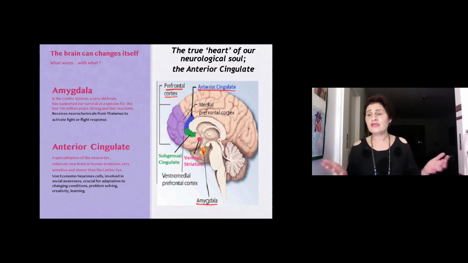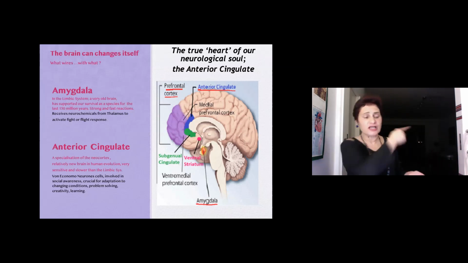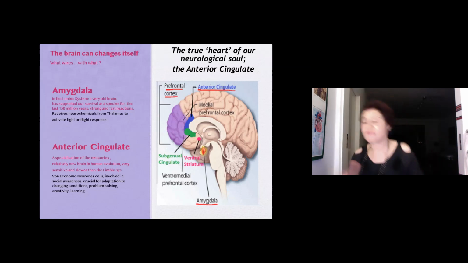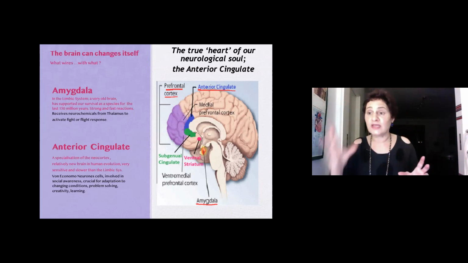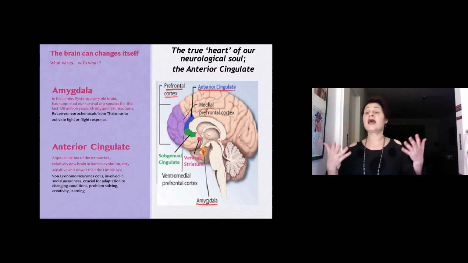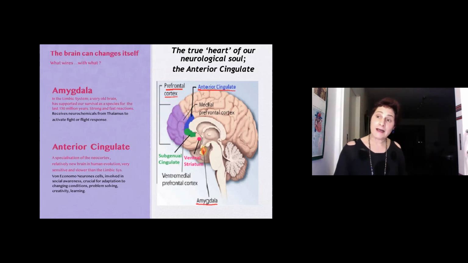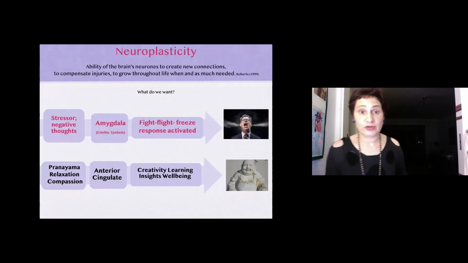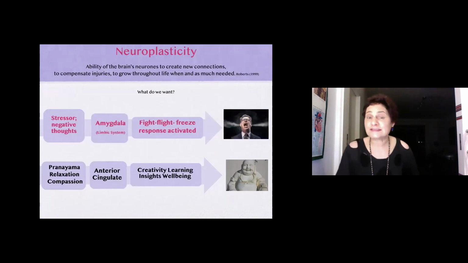Today, we don't live with tigers just around the corner so that we have to react with the amygdala. We need to use our anterior cingulate to face our world today. So it's a very precious knowledge, this one. Now, what is neuroplasticity?